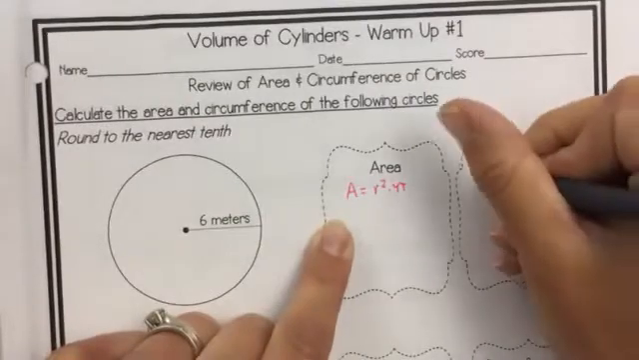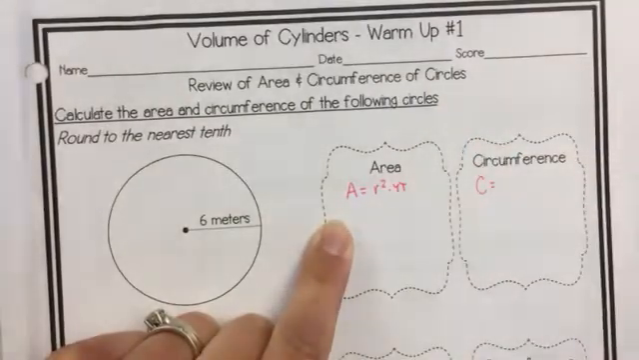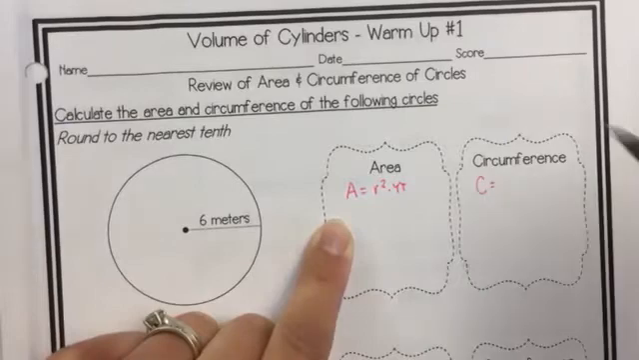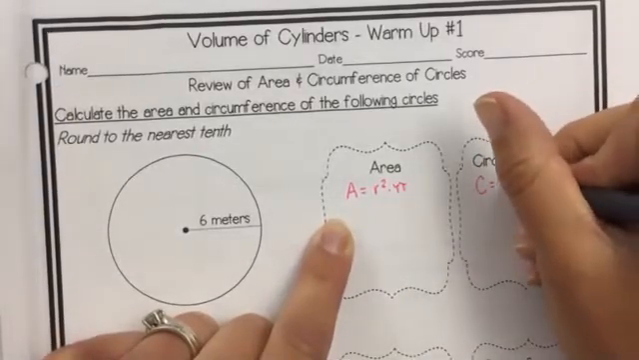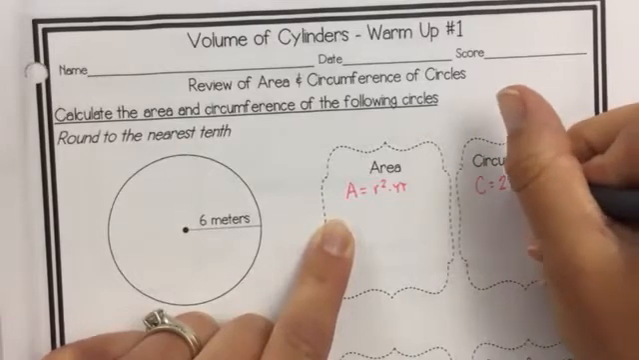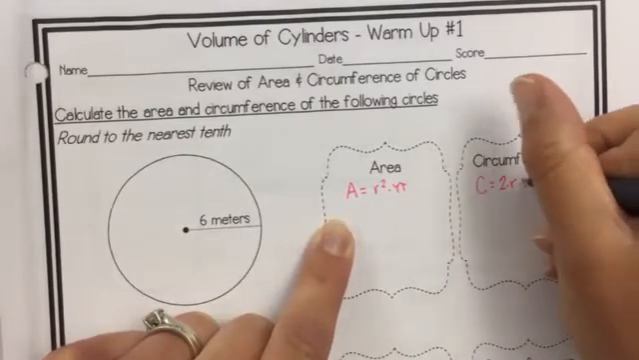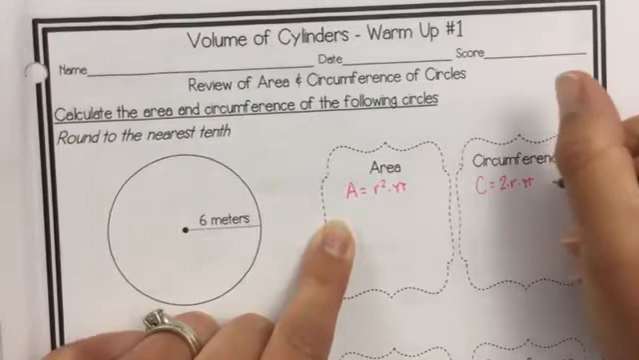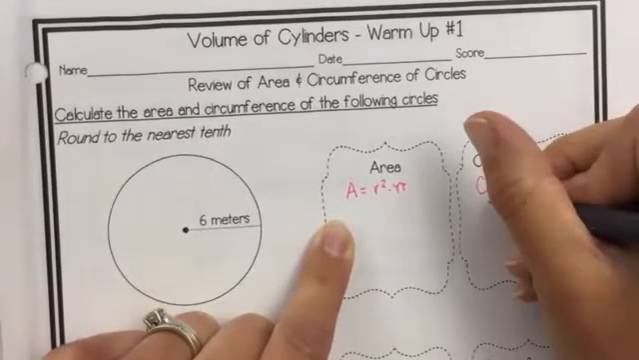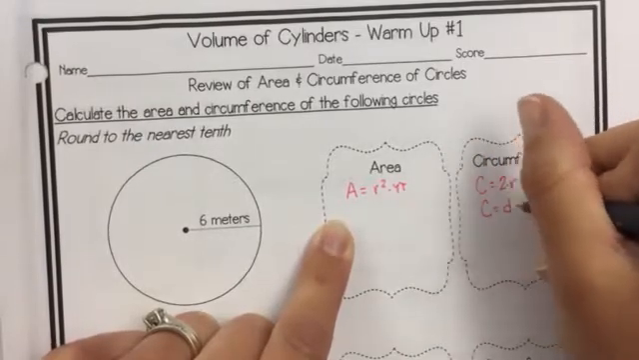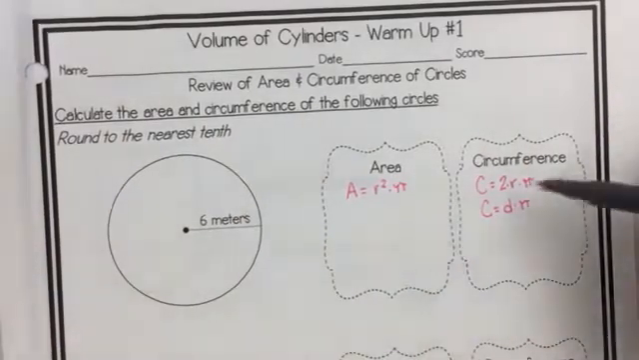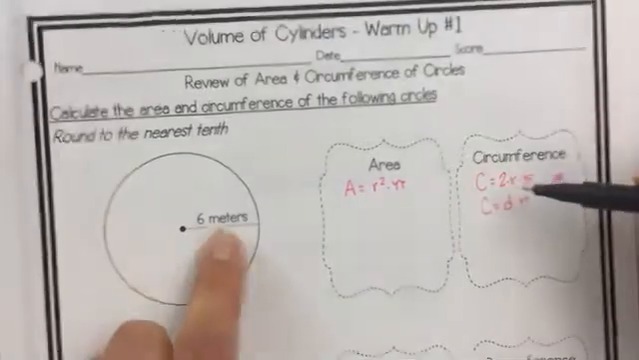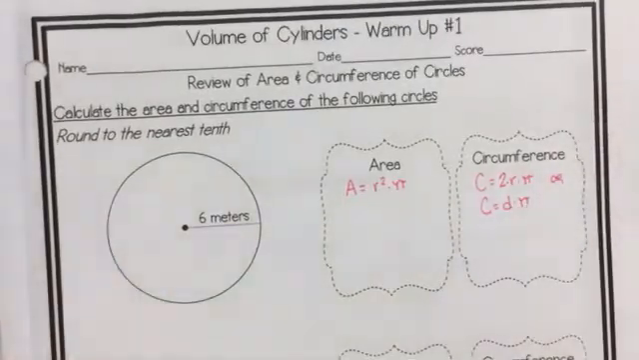And the circumference is found by, there's actually two formulas people use for the circumference. You can use 2 times the radius times pi, or some people just use diameter times pi. Now the reason why you can use either one is because if you double the radius, it equals the diameter. So it's the same thing.